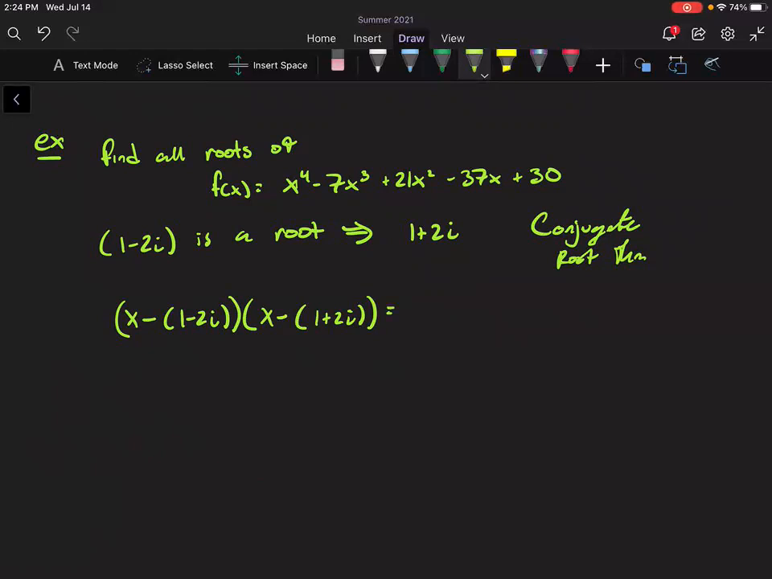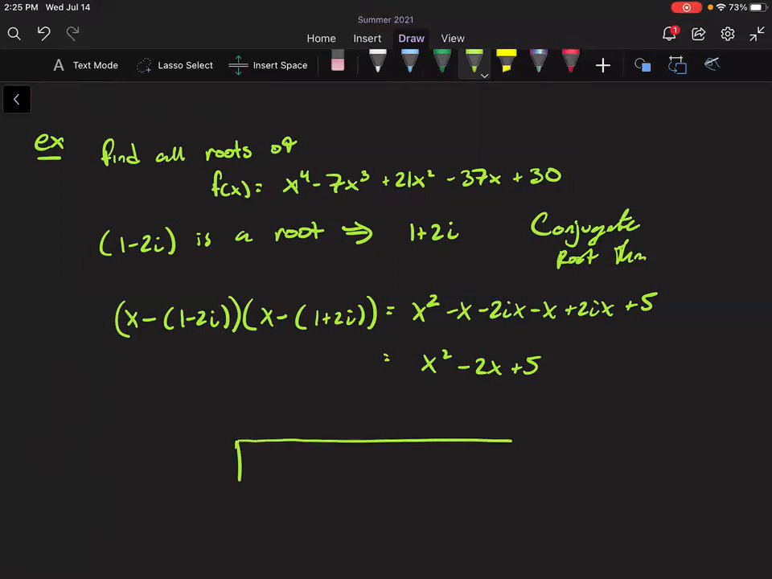So when we multiply this together, we get x squared minus x minus 2ix minus x plus 2ix plus 5. And go through and check the work to make sure that that 5 is correct, but I'm fairly confident that it is. And we get an x squared minus 2x plus 5. And now we can do our polynomial division, but this time with a quadratic.